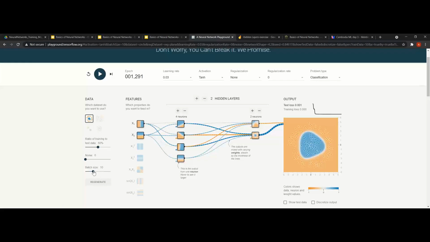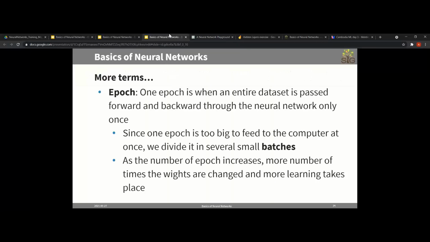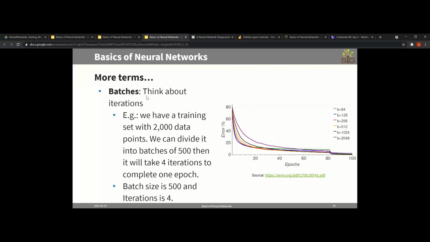So this one is just feeding 10 points at a time. You can change this to have more points at a time. One epoch means that your entire data set went through your network, and you divide that into different batches. So you put 10 first, and then 10 after, then again and again. So you can think about batches as iterations.